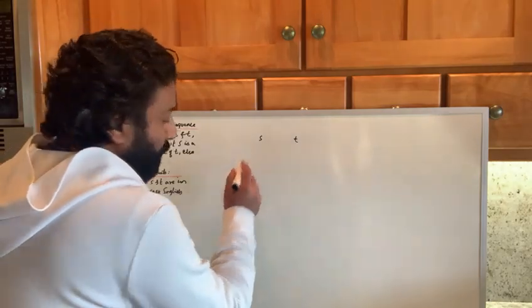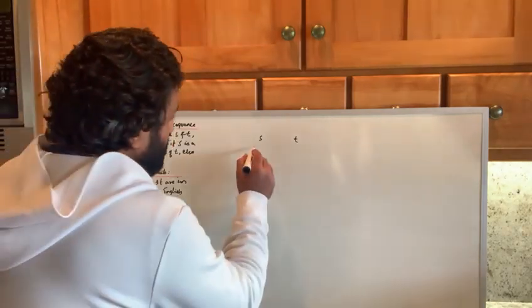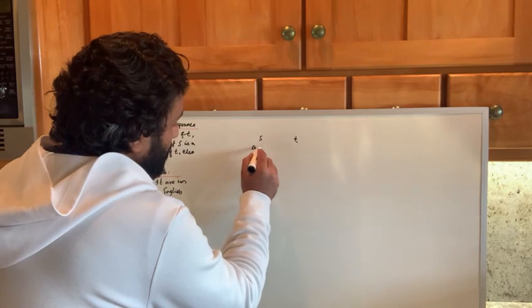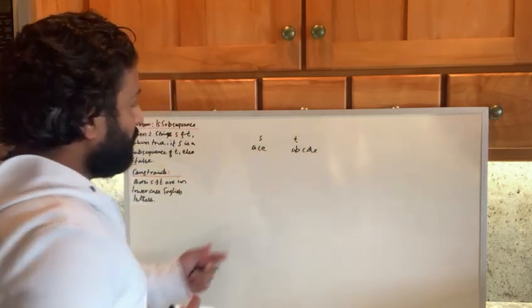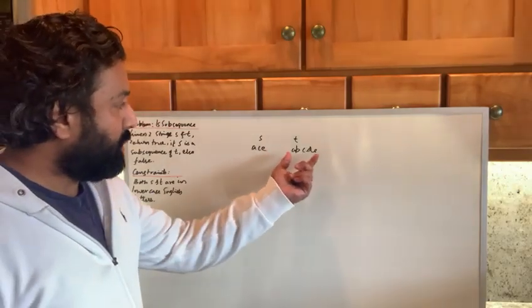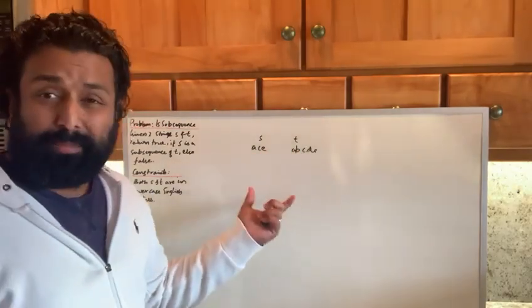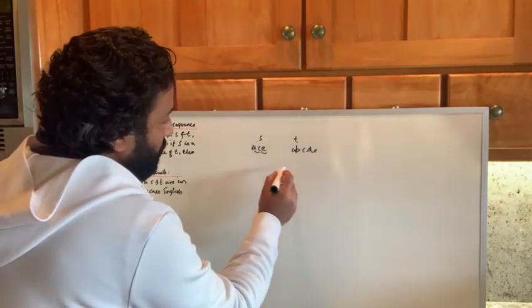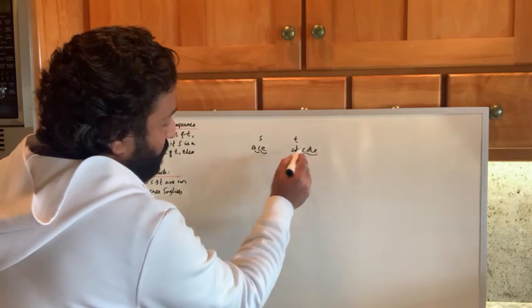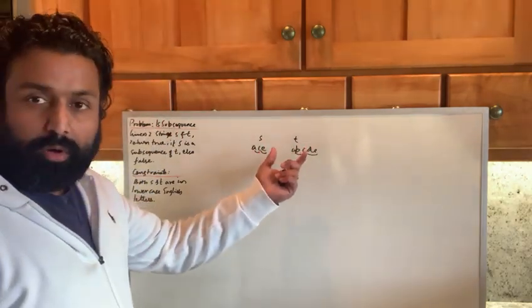And the property of subsequence is defined as, let us suppose S is A, C, E and T is A, B, C, D, E. If all the characters of the source appear in string T in the same relative order, it is a subsequence. So C comes after A, E comes after C. So S is a subsequence of T.